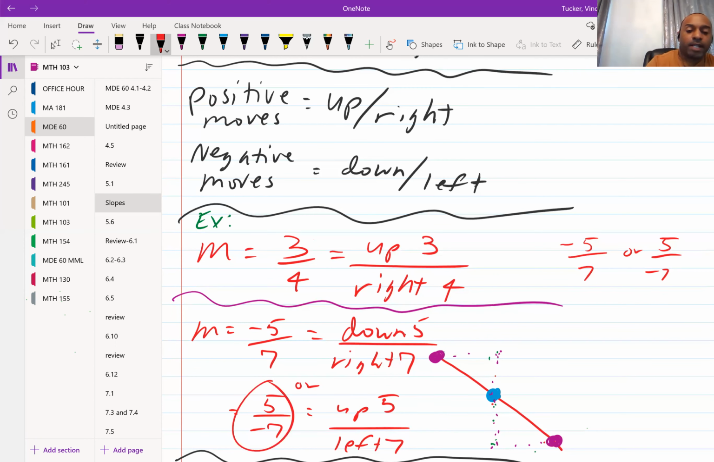But if you decided to assign it to the bottom, that means you have a +5 over a -7, and that'll be up 5 and left 7. Regardless, either way, it'll still give you the same line. If I let this be my original point, going down 5, right 7 puts me over here. Or going back to my original point, if I go up 5, left 7, that puts me here. So either way, it will create the same line. It doesn't matter which one you do as long as you do it correctly and only give the negative to one or the other as far as direction is concerned. And you'll be fine.